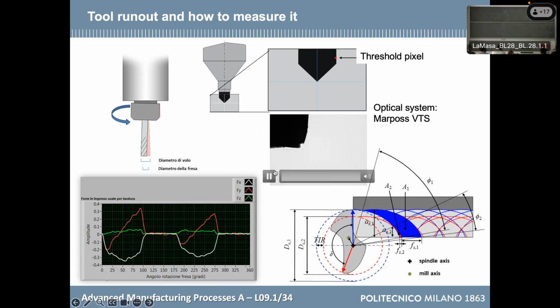This is an acquisition made by a visual tool setter. So you go there with the tool, and since you are taking the picture of the tool while it is rotating, you can measure both the diameter and also the run out. When you have run out, what happens is represented in this graph. It is like one radius of this cutting edge is smaller than the other.